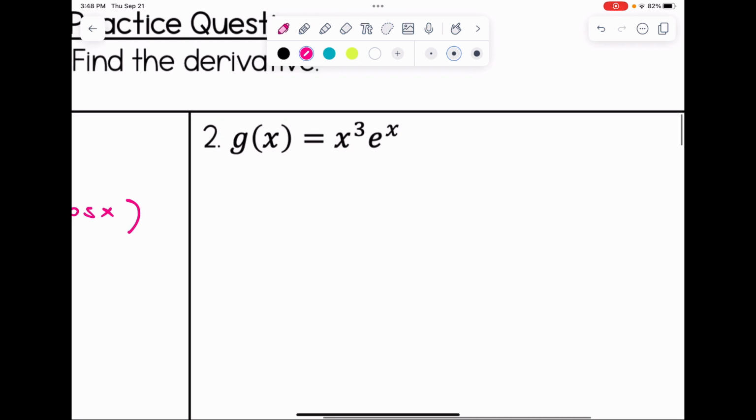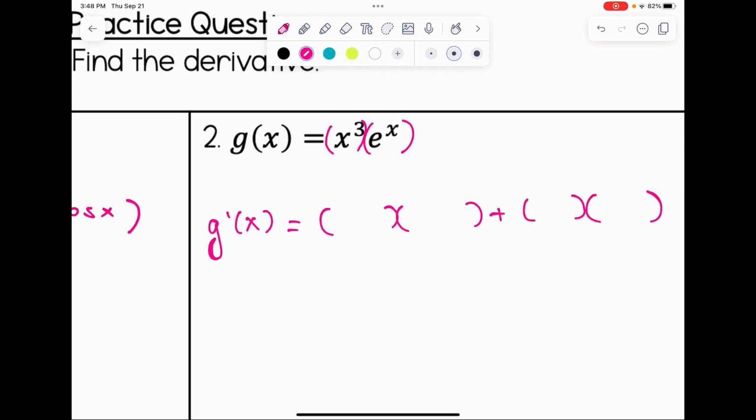All right, number 2. G of x equals x cubed times e to the x. So here's our first function, here's our second. I am going to set up my parentheses. And in my first parentheses is going to go 3x squared times the second plus the first times the derivative of the second. And we are just going to clean this up. Note, by the way, that e to the x, the derivative of it, is itself, so that's why that appears twice in the equation there.